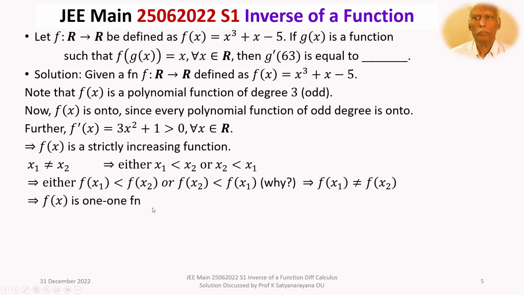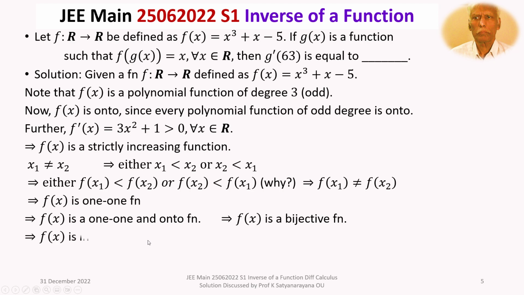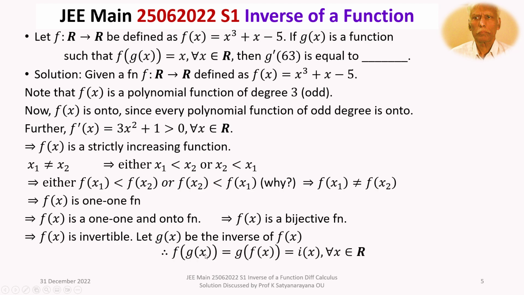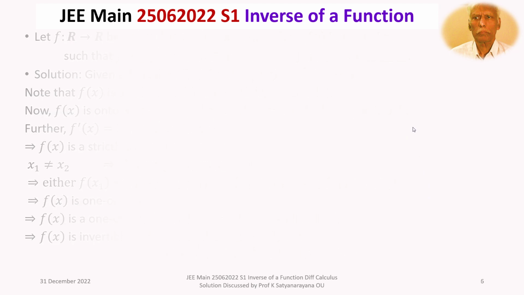Thus, it is a 1-to-1 function and an onto function. Therefore, it is 1-1 and onto. That means to say that f of x is a bijective function, and we know that every bijective function has an inverse. So f of x is invertible. Let g of x be the inverse of f of x. That means f compose g is equal to g compose f is equal to the identity. That implies f of g of x is equal to g of f of x is equal to the identity function of x, that is equal to x for all x belongs to R. We continue the discussion in the next slide.